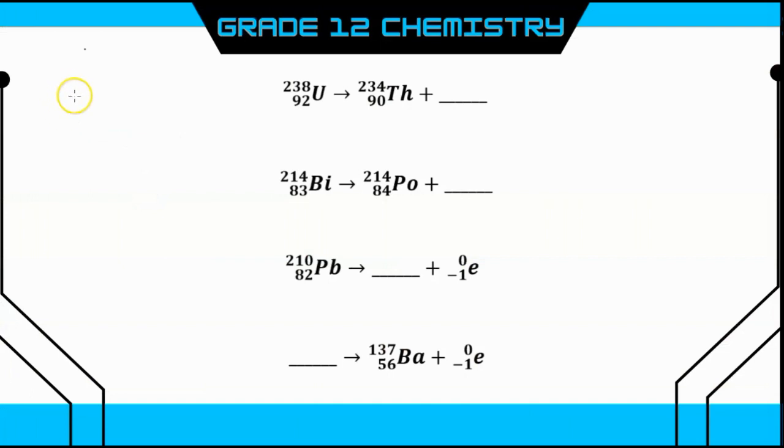All right, so next on our list, we are going to be completing nuclear reactions or nuclear equations. So the first one, we have uranium-238. This number is our total number of nucleons, or the number of protons and neutrons. And this number is essentially our charge, or our atomic number, which tells us just the number of protons.